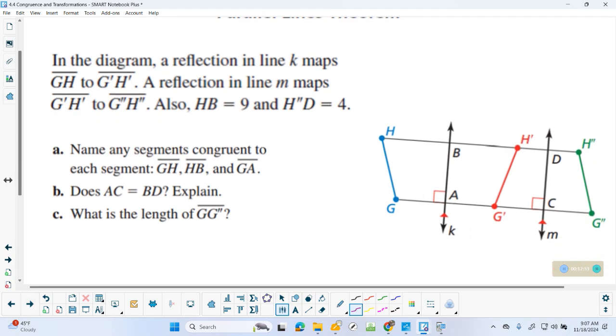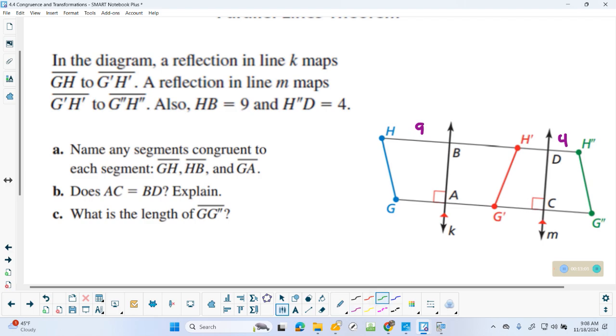So in the diagram, a reflection in line K maps the blue one. So they reflect it over to the red, and then they reflect the red to the green. They also tell you, I'm just going to mark this on the picture, HB is 9. And they also tell you H double prime to D is 4. Okay, H double prime D is 4. All right, so I'm just going to label the given stuff because I have a feeling we're going to need that here in a second.